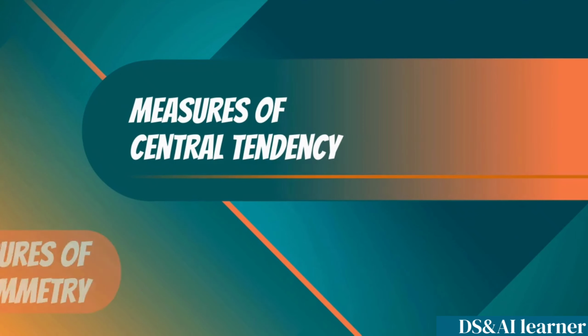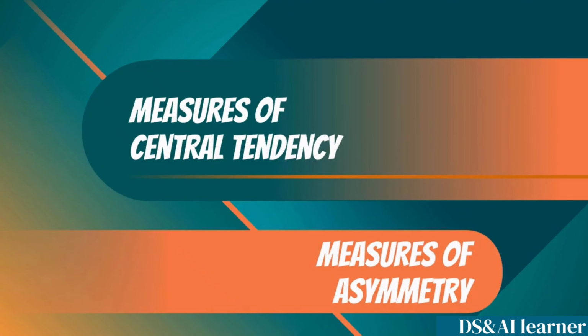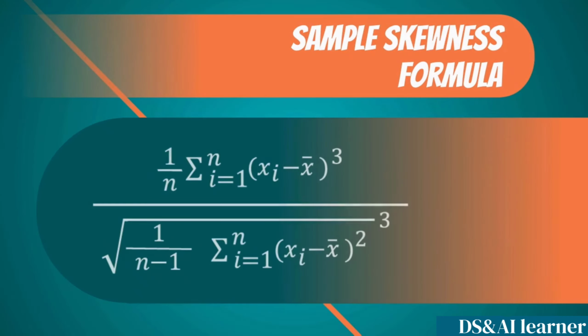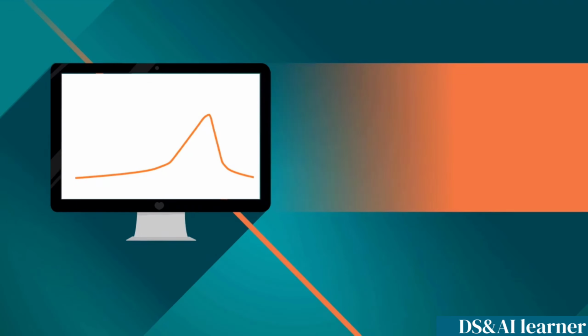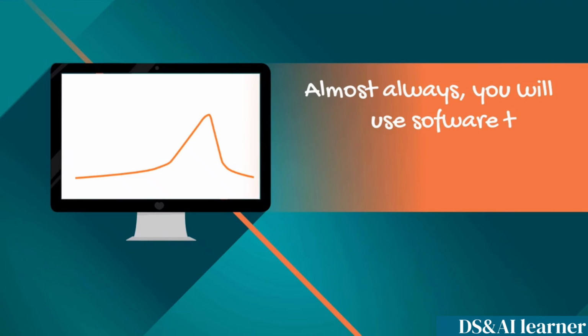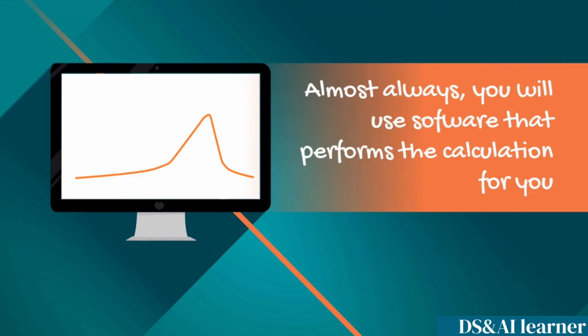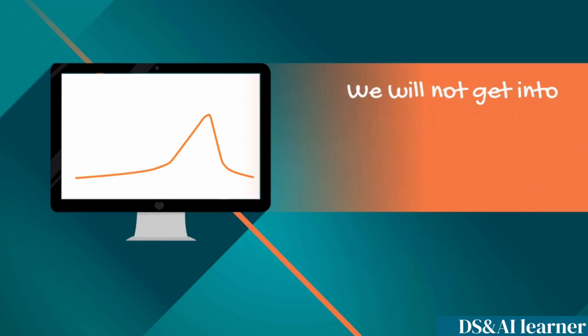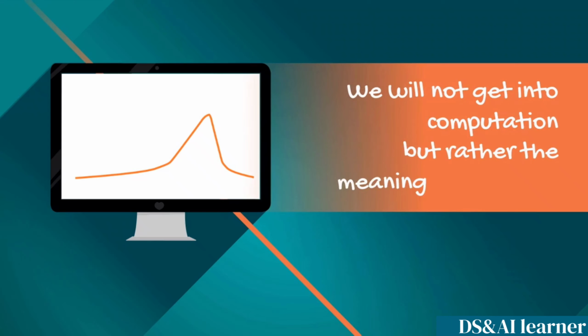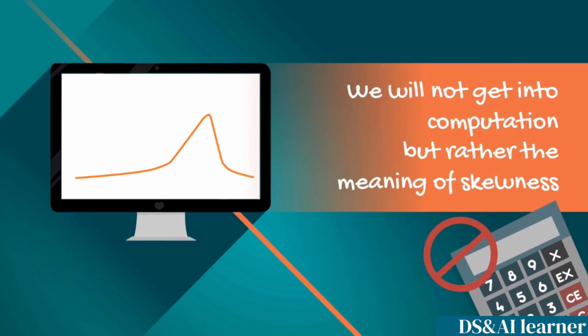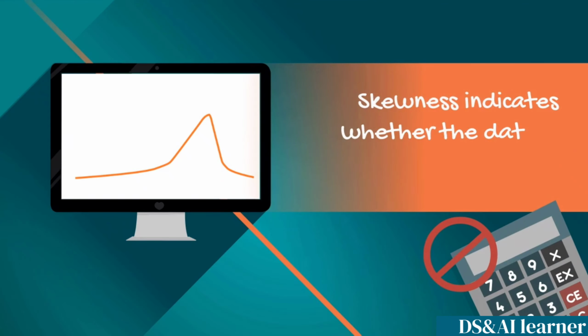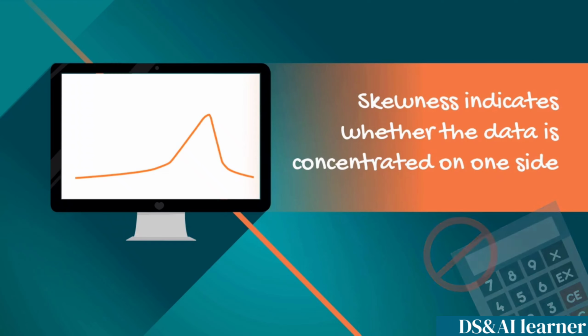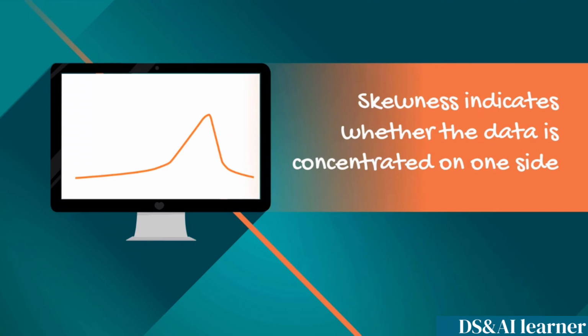Let's move on to the measures of asymmetry. The most commonly used tool to measure asymmetry is skewness. This is the formula to calculate it. Almost always, you will use software that performs the calculation for you, so in this lesson, we will not get into the computation, but rather the meaning of skewness. So, skewness indicates whether the observations in a dataset are concentrated on one side.